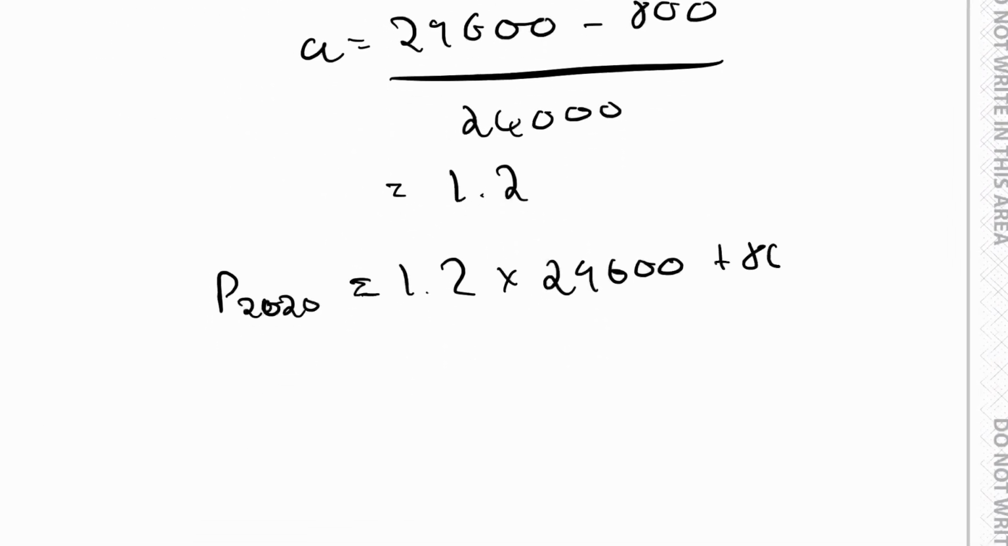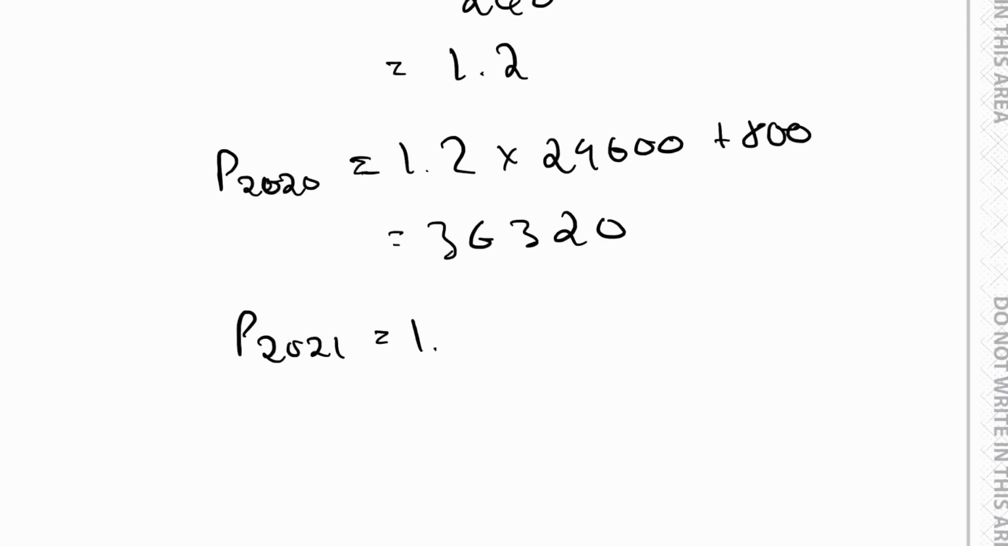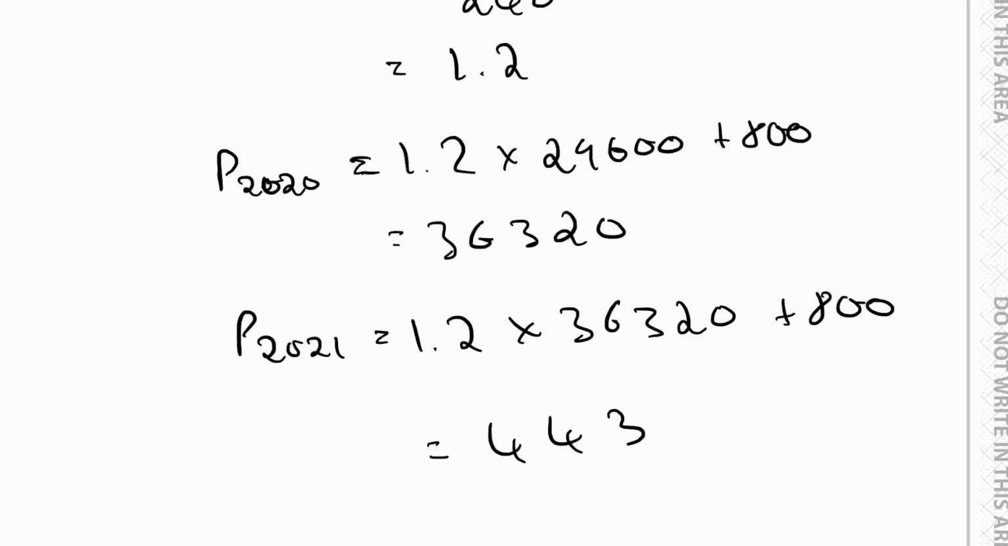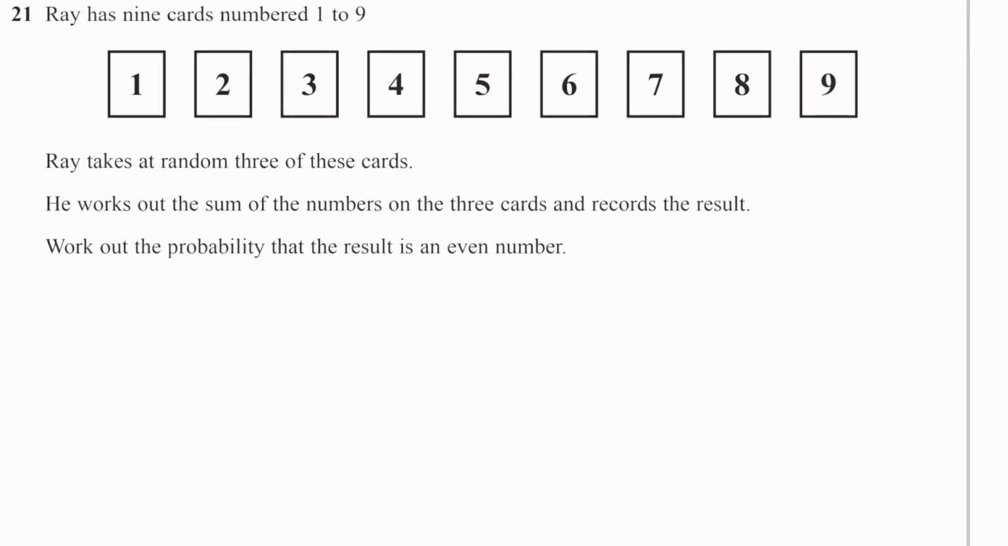So you can see it's not as hard as it looks. And if you work that out, you should get 36,320. And then the profit made for 2021, you just do the same thing, but plug in the profit from the previous year instead. So 1.2 multiplied by what we just worked out, 36,320, plus the 800. And if you do that, you should get an answer of £44,384.